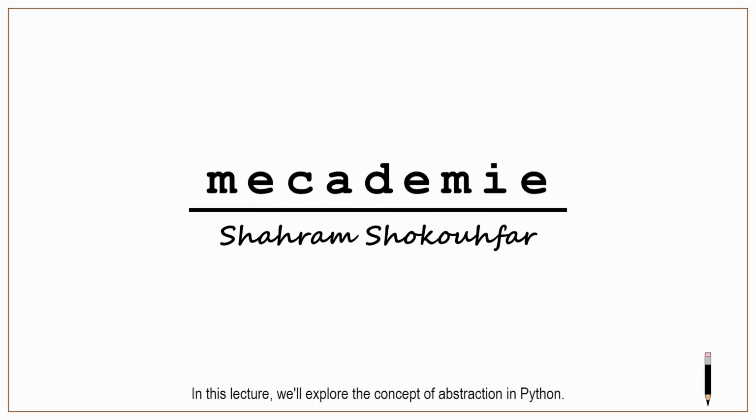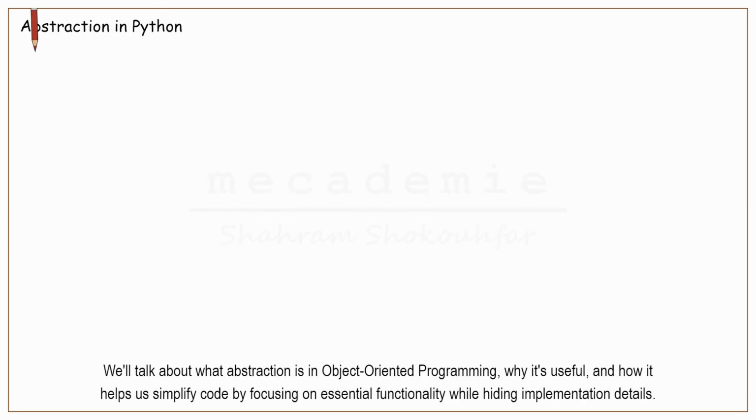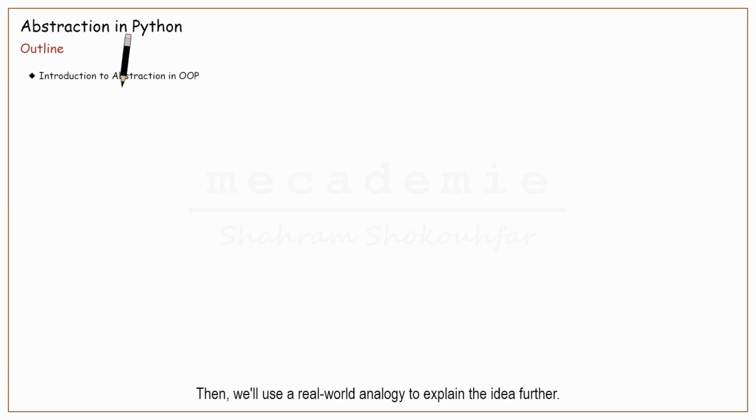In this lecture, we'll explore the concept of abstraction in Python. We'll talk about what abstraction is in object-oriented programming, why it's useful, and how it helps us simplify code by focusing on essential functionality while hiding implementation details. Then, we'll use a real-world analogy to explain the idea further.